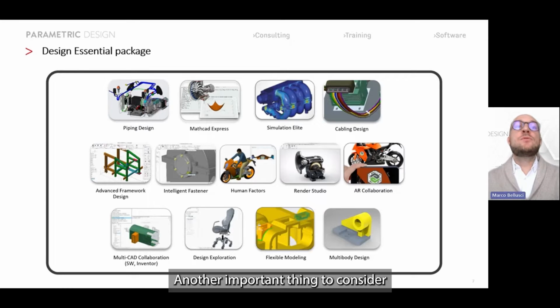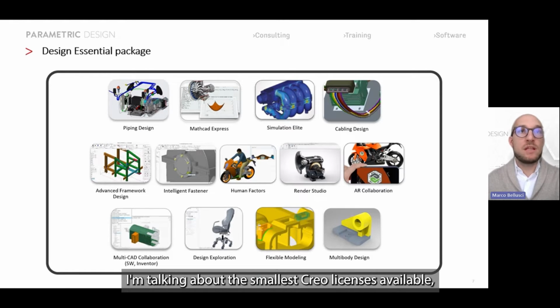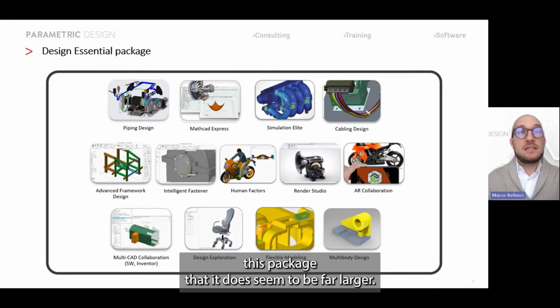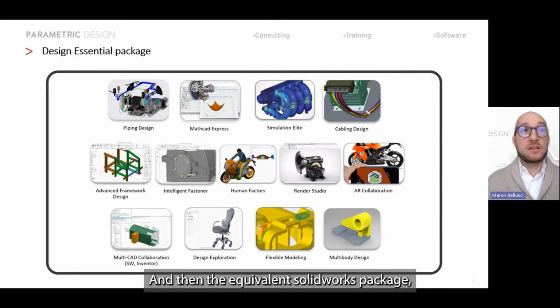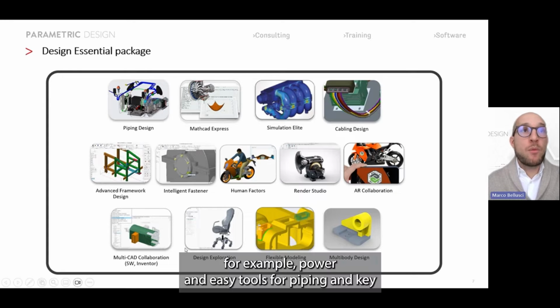Another important thing to consider is the comparison of the package of tools included in the Design Essentials package. I'm talking about the smallest Creo license available. This package seems to be far larger than the equivalent Solidworks package. This license has a wide variety of functionalities. For example, powerful and easy tools for piping and cabling.